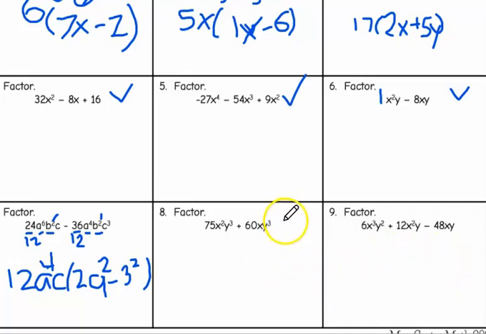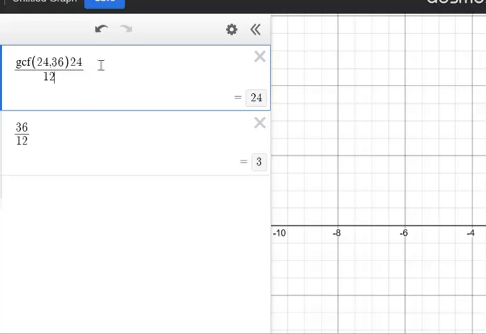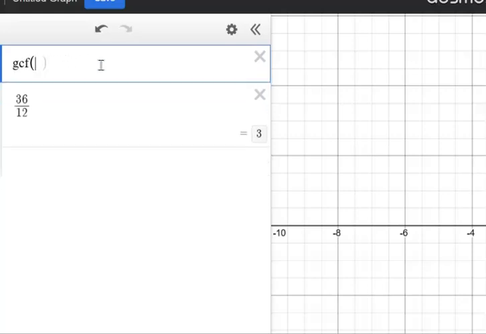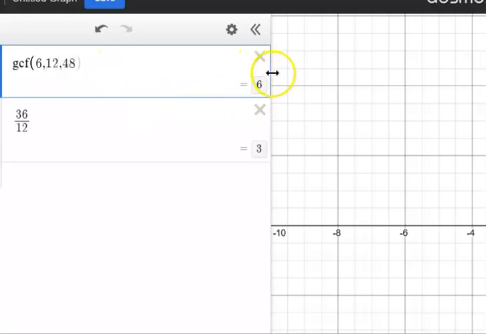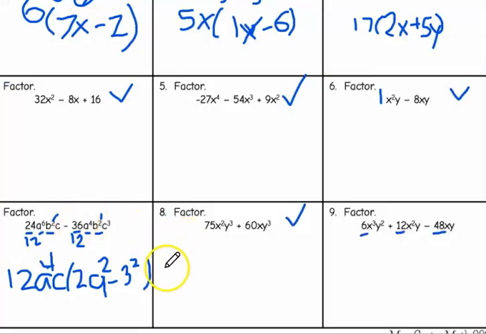Alright, and then you do this one on your own, and let's do this number 9 together. Because this one has 3 terms, so it's a trinomial. So we have 6, 12, and 48. Same thing like this. 6, 12, and 48. Usually it's the smallest number, and it's 6. So let's put 6 right here.